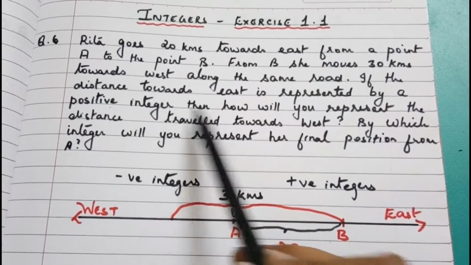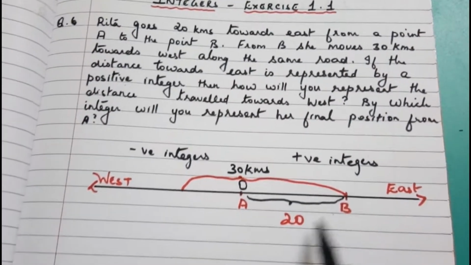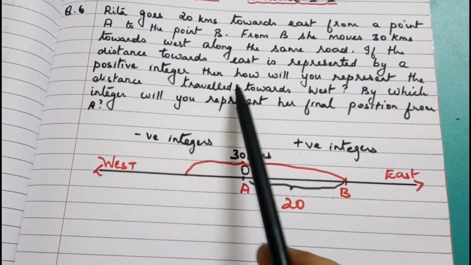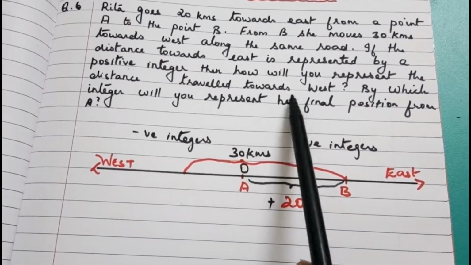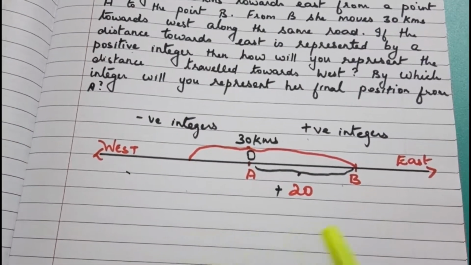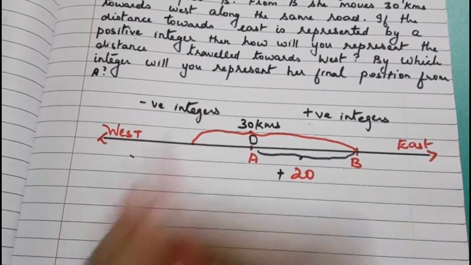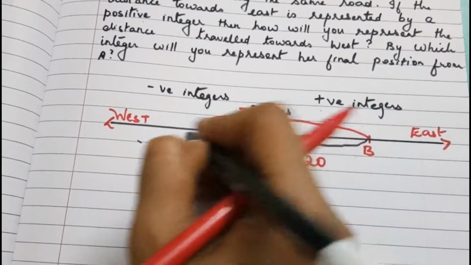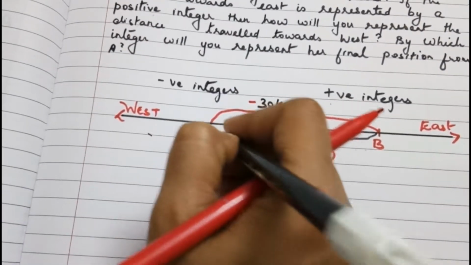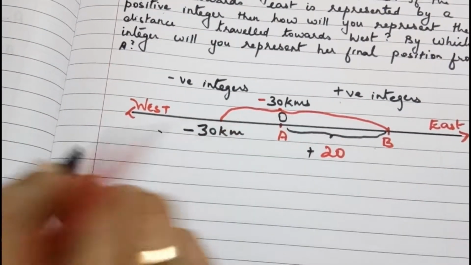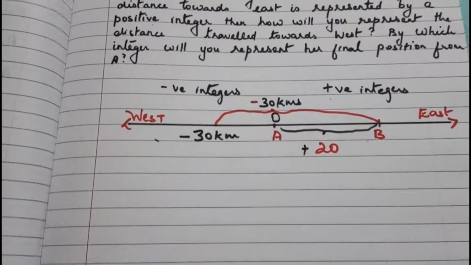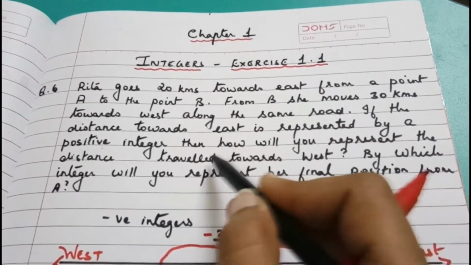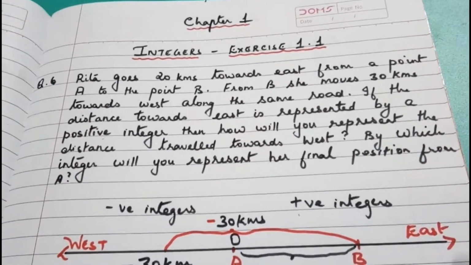Now, if the distance towards east is represented by a positive integer, that is this one, positive integer, how will you represent the distance travelled towards west? So, since east is a positive integer, the opposite side would be a negative integer. So, here, since it is travelling, the distance travelled here is 30 kilometers. We will represent it with a negative integer. Okay, so the answer for the first question is, what is the question here? How will you represent the distance travelled towards west?